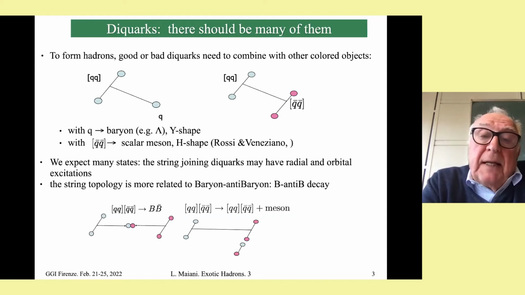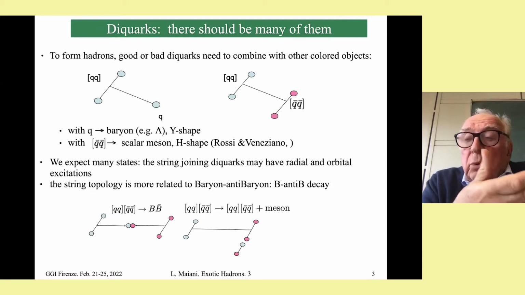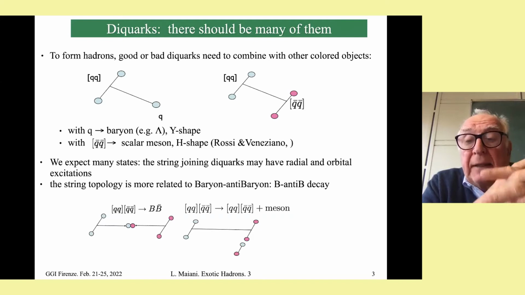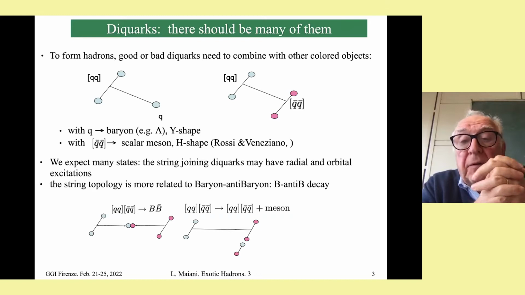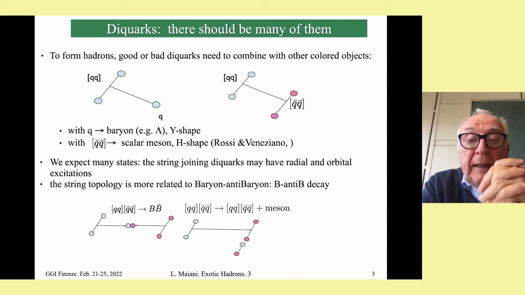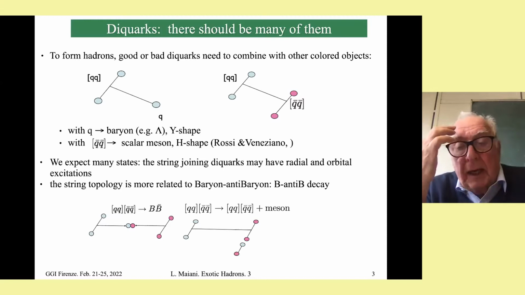And Veneziano tried to understand the low energy resonances in terms of tetraquarks of this kind. And you expect many states, contrary to the nuclei, in which you have only the fundamental state and very few resonances, because the strings that join diquarks may have radial and orbital excitation. And as Veneziano observed in several instances, this topology is more related to baryon anti-baryon. And we could suppose that an object like that would decay more easily into baryon anti-baryon, of course, if phase space allows. And these are the various possibilities.